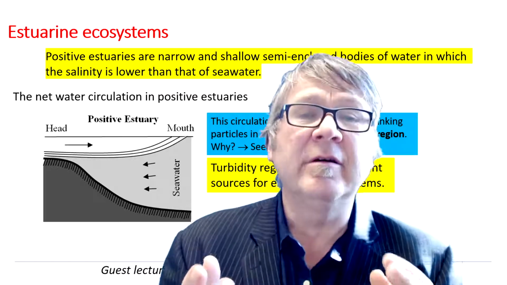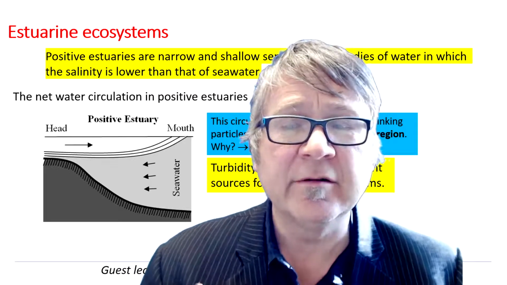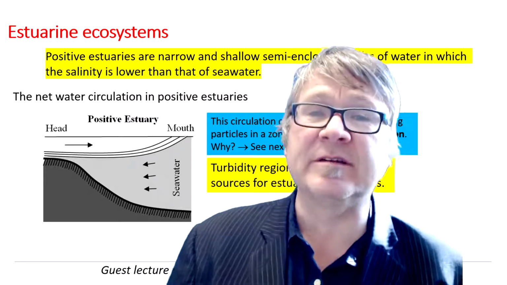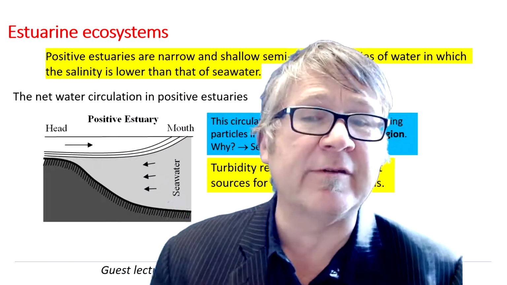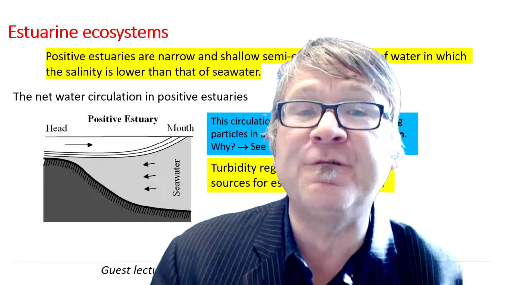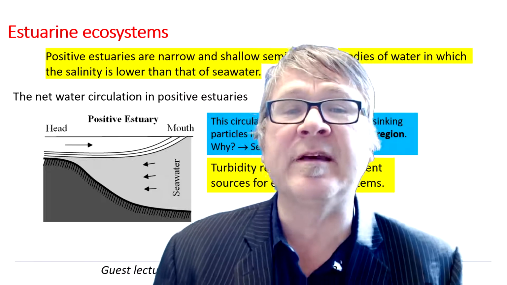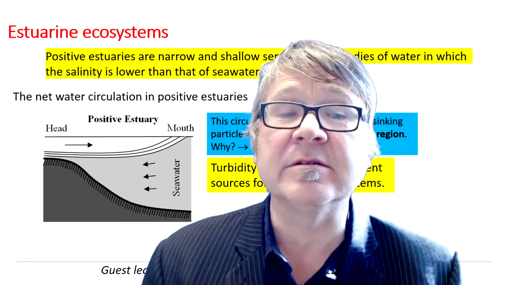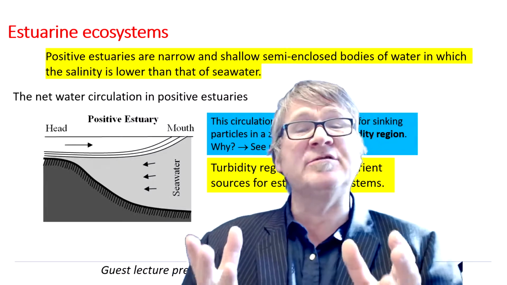So the next confined ecosystem is related to so-called positive estuaries. You only find it in positive estuaries, and you only find it because there is a specific feature in positive estuaries that we call the turbidity region. Okay, so what is a positive estuary?